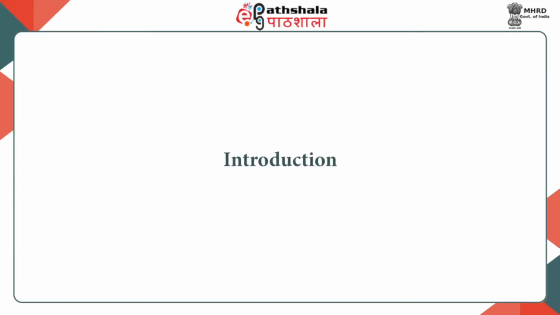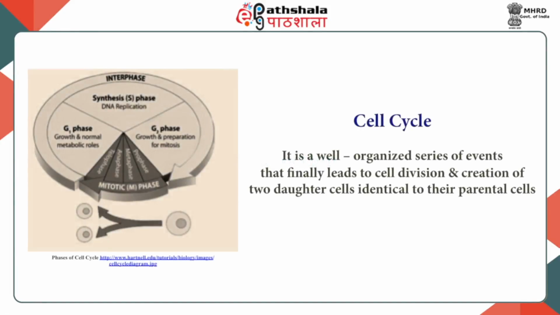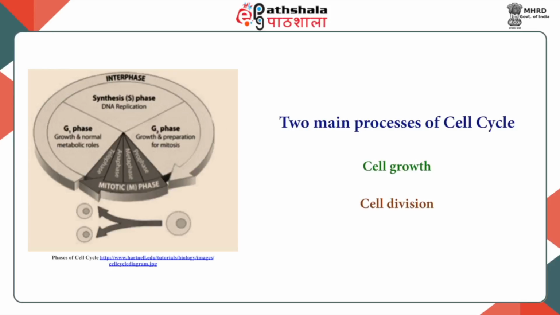Before starting a detailed study of the cell cycle, you should be clear about what the cell cycle is. The cell cycle is a well-organized series of events that finally leads to cell division and creation of two daughter cells identical to their parental cell. Growth and reproduction are characteristic of cells. All cells are produced by dividing into two, with each parental cell giving rise to two daughter cells each time they divide. The cell cycle involves two main processes, cell growth and cell division. Cell growth is an increase in cytoplasmic content, but cell division is the process when a cell finally divides into two newly formed daughter cells.